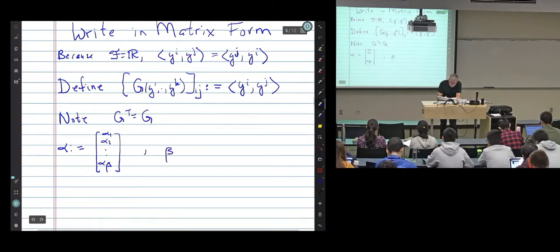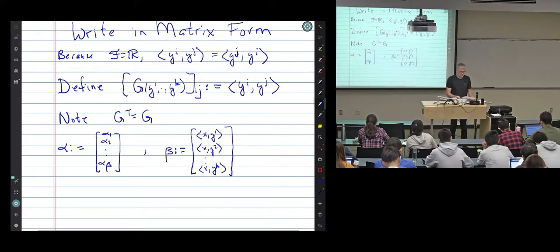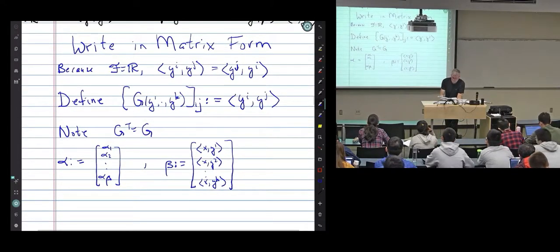And I'm going to define another real vector, which is the element I'm trying to approximate, its inner product with the basis vectors. Okay, you guys got that? I want to switch back to the equations.